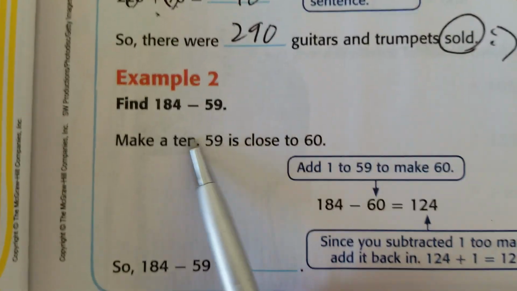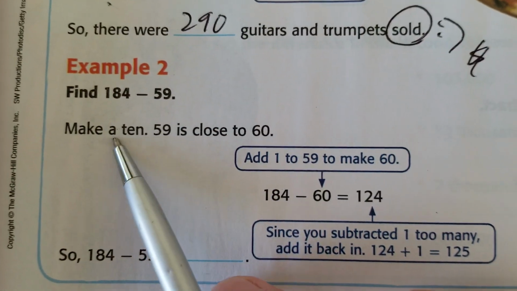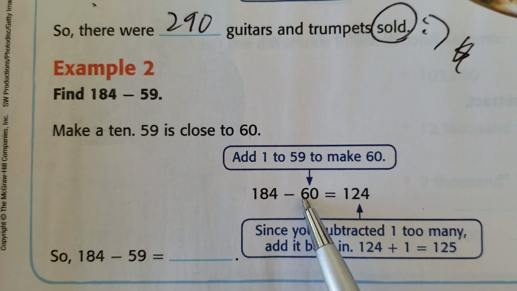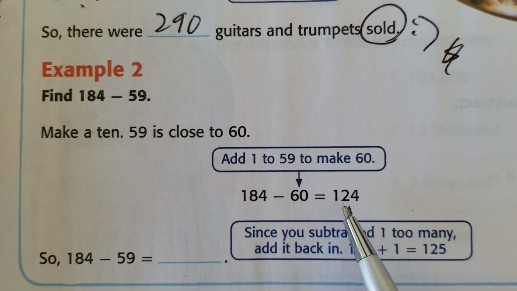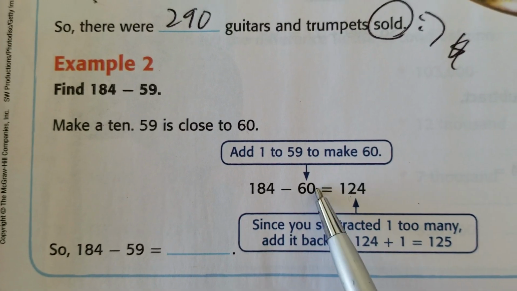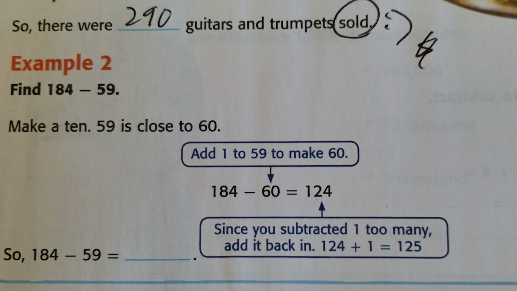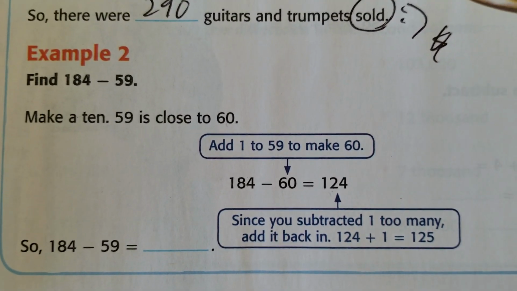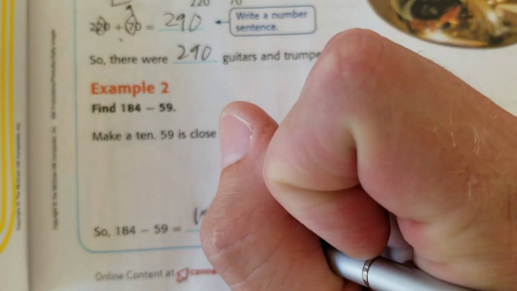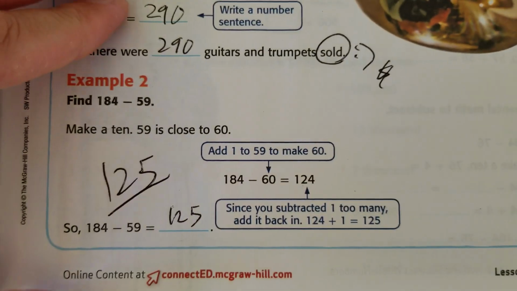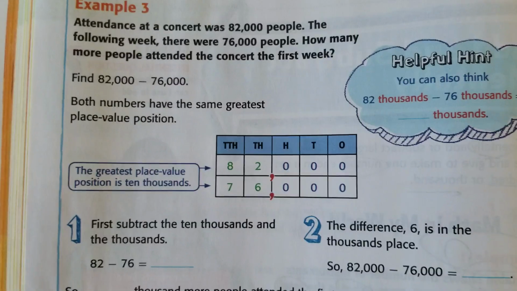Example 2, you have 184 minus 59. So make a 10. 59 is close to 60. So they say that they add 1. All right, so take 184 minus 60, they get 124. But since you took 1 away from 60, you should add it back. So 184 minus 59 is 125. So it's a lot of playing games in your head, making it as close as you can to a certain place value.